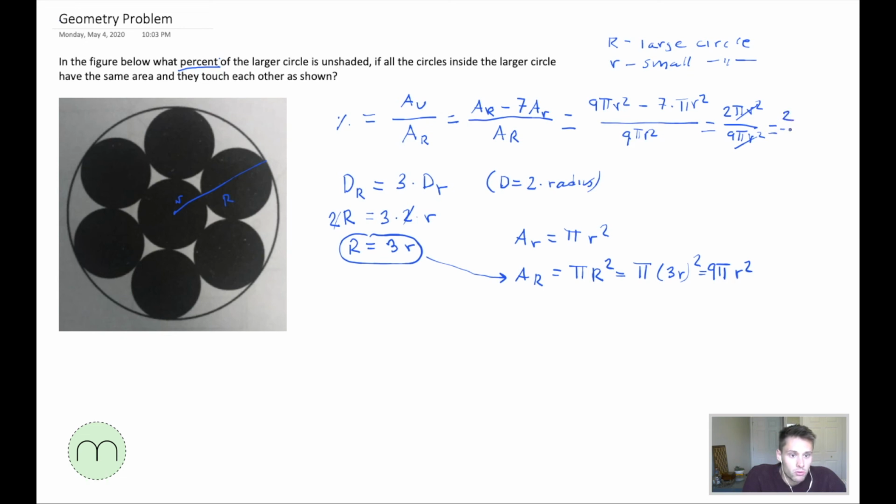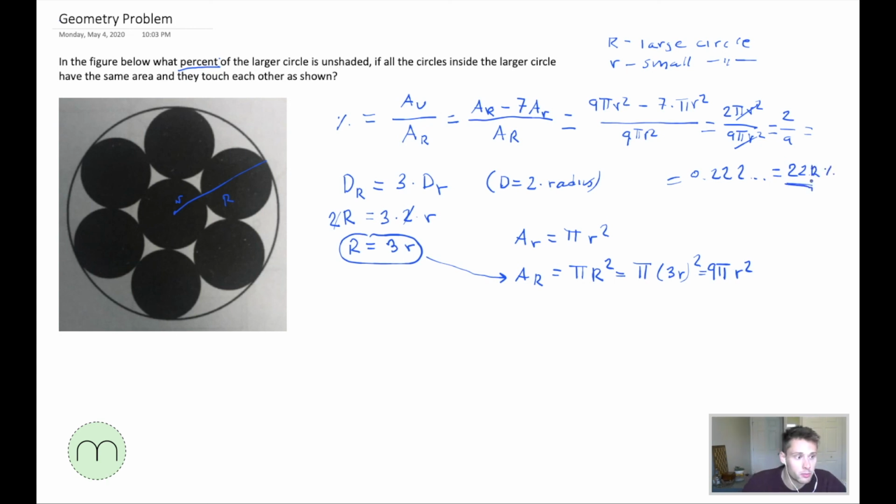We get 2 over 9, and this equals 0.222. So this will equal 22.2. Oops, I'm running out of space. So it's 22.2%.